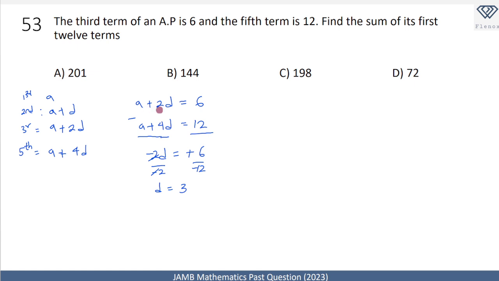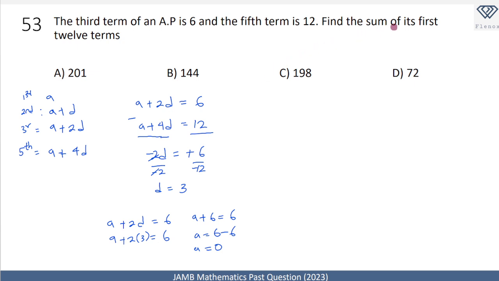To find the value of a, I can substitute it in any of these expressions. So a plus 2d, we've been told, is equal to 6, and I found that d is 3. So a plus 2 into bracket 3 is equal to 6. This is the same thing as saying a plus 6 is equal to 6, so a is equal to what? If I bring this to the other side, 6 minus 6, that means a is equal to 0. So a is 0 and d is 3.